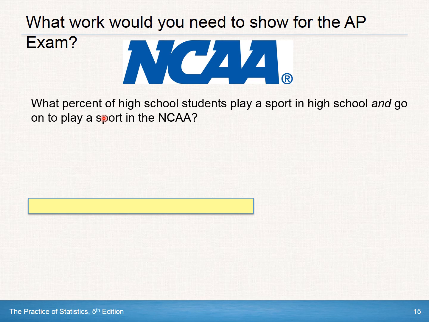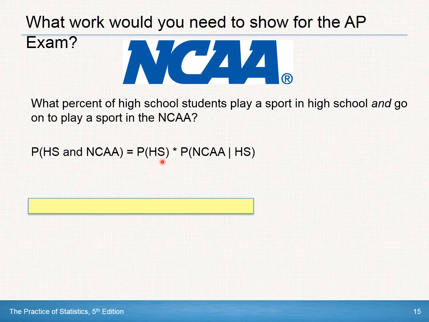Since this is a multiplication, since you know by the word "and" is telling you that's a multiplication problem, let's write out what that looks like. We want to find the probability that they play in high school, and they go on to play in the NCAA.